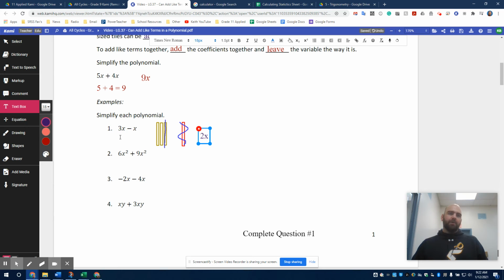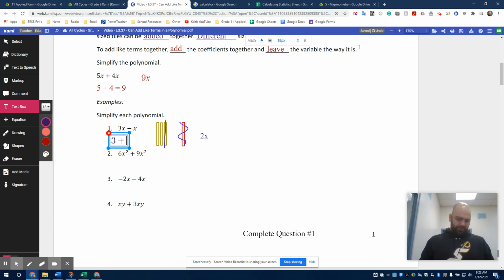So we can think of it that way, or we can also think of this as 3 plus negative 1, which is exactly the same as 3 minus 1. And this is the same as 2, and that gives us our 2x as well.